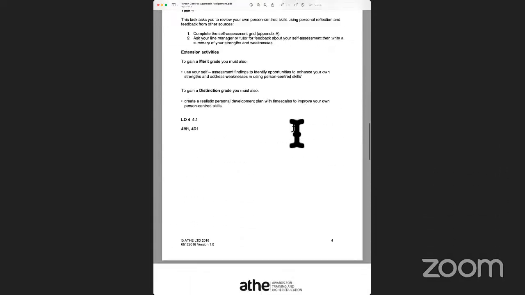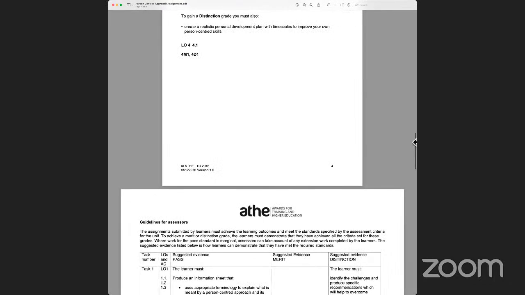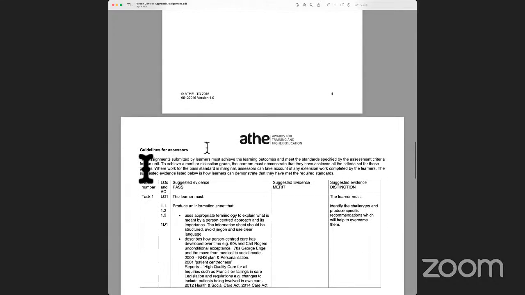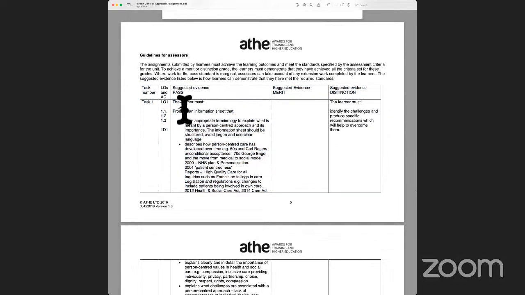Now, the other reason why I'm showing the assignment brief is because when we mark your assignments, I just don't decide that I will mark the assignment this way. There are some guidelines given to us by the awarding body. We look at these guidelines, and these are the things that we look for in the evidence that you produce. So it's a good way of looking at what would be required to be produced in the assignment, because it will be given as guidelines to us as assessors.